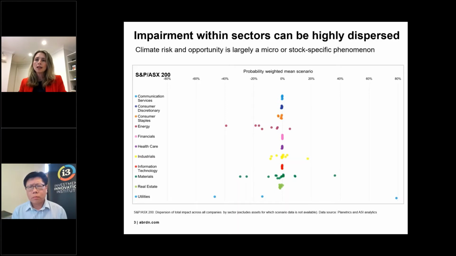So what this slide shows you is the ASX 200, and there is a crowding around 0% in terms of the impact.